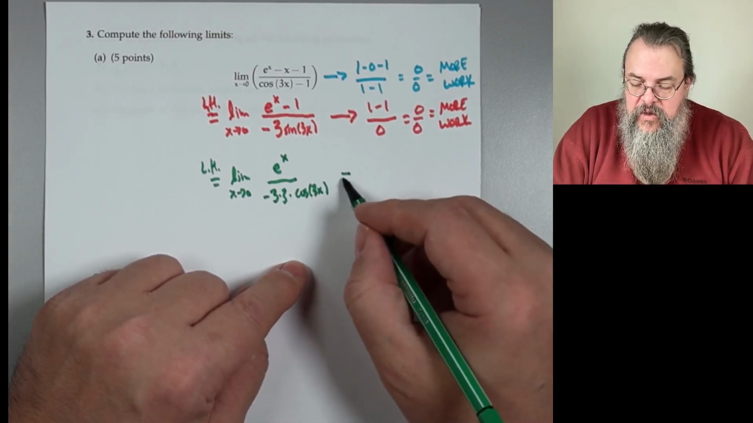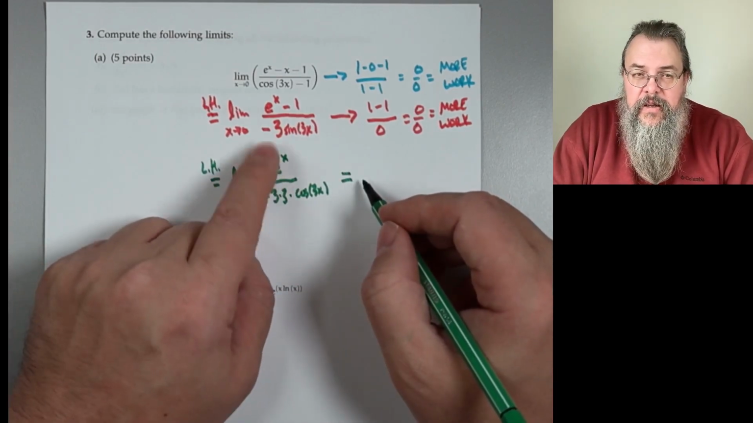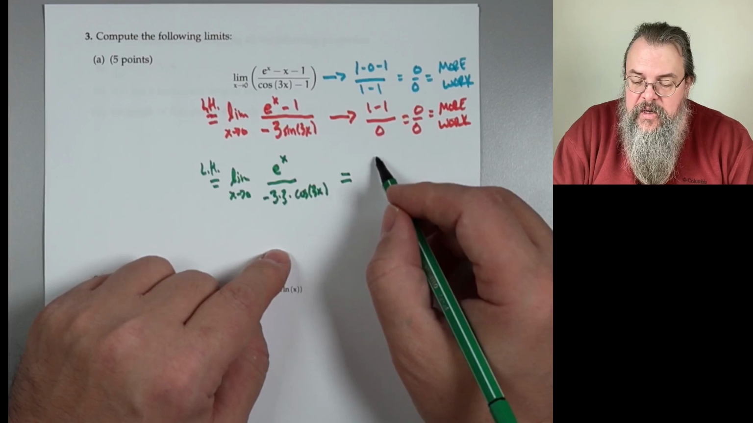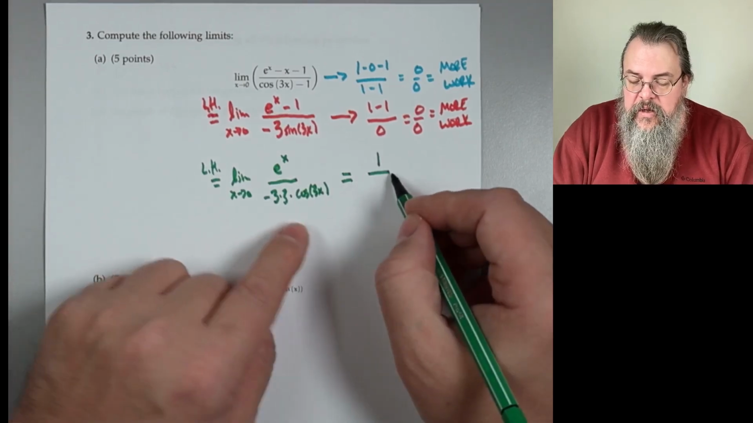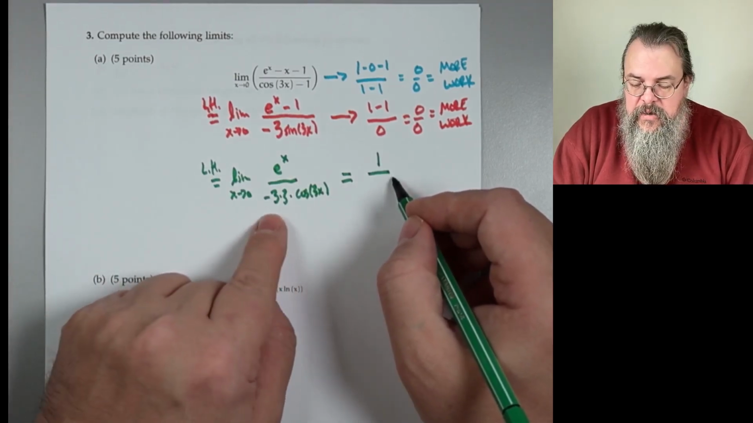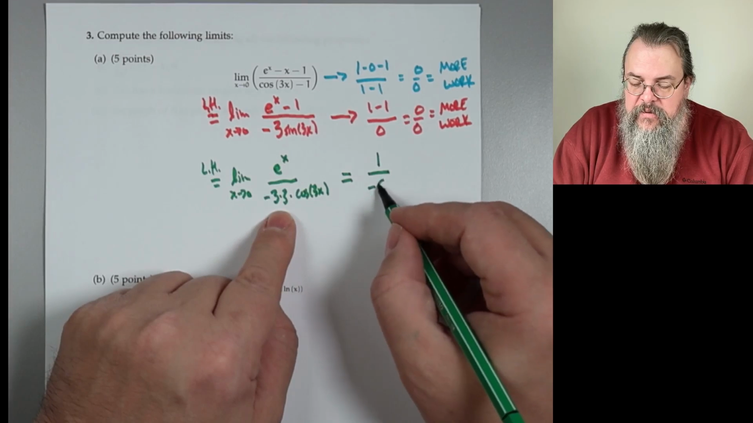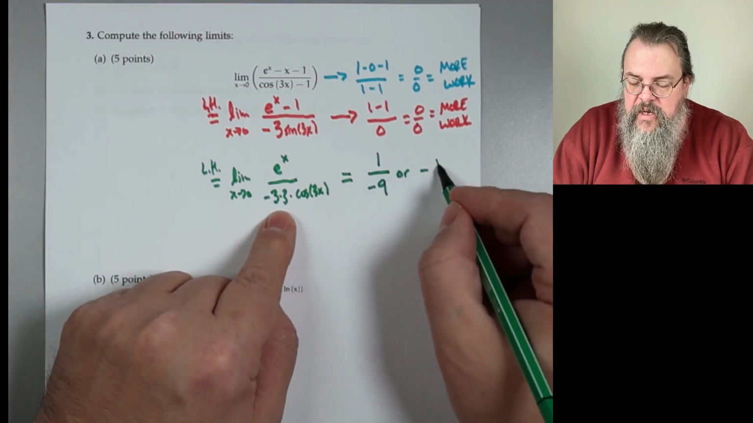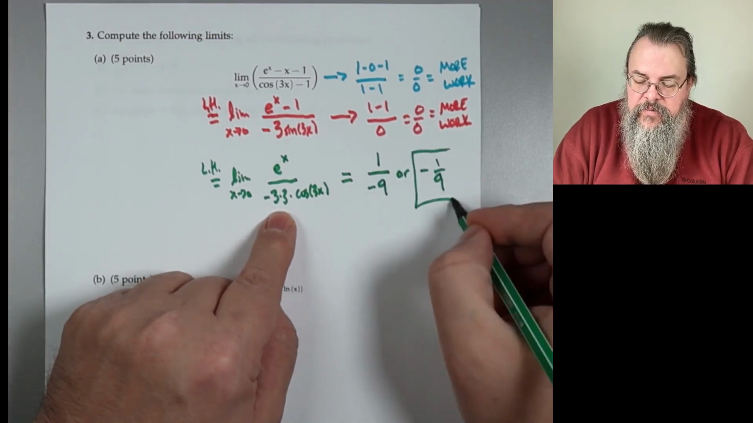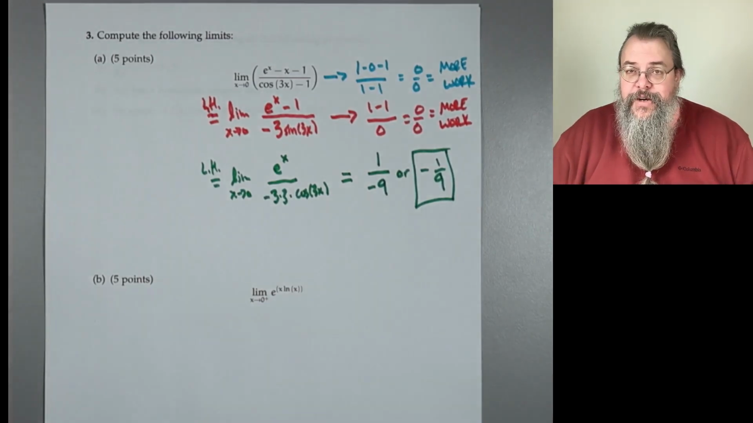Okay, so we don't need to check because we see the upstairs is not going to 0. It's going to 1. Cosine of 0 is 1. Then negative 3 times 3 makes negative 9, or I guess we can write that as negative 1/9. But there you go. All right, part A done.